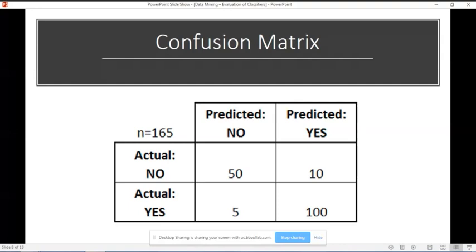The classifier made a total of 165 predictions, so 165 patients were being tested for the presence of that disease. Out of those 165 predictions, or cases, the classifier predicted yes 110 times and no 55 times. In reality, 105 patients in the sample have the disease, and 60 patients do not.